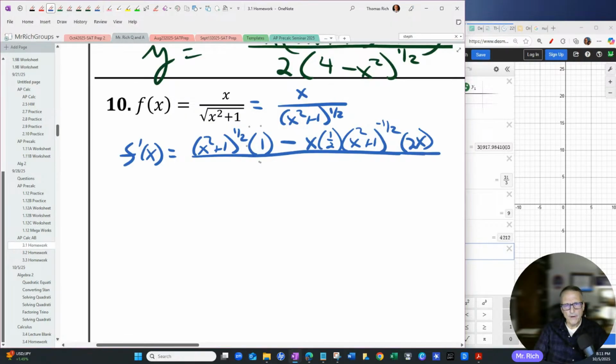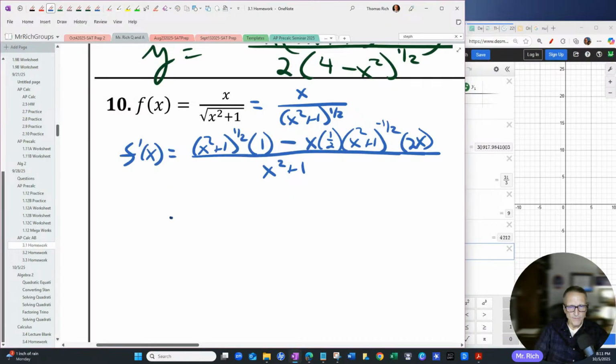And then in the bottom, we are going to go ahead and take the square of the bottom. So when I square the square root, they will negate one another and just leave me with x squared plus 1. So I'm not showing you here the formula for the quotient rule. I'm just doing it, and I assume at this point that you understand how to employ the quotient rule, and that's what I did right here.